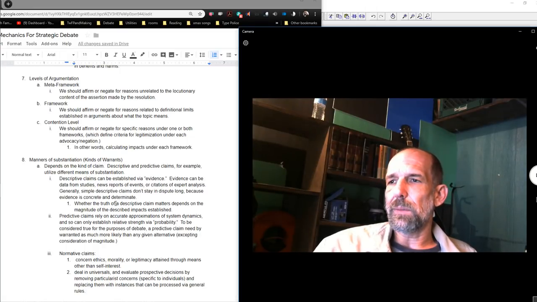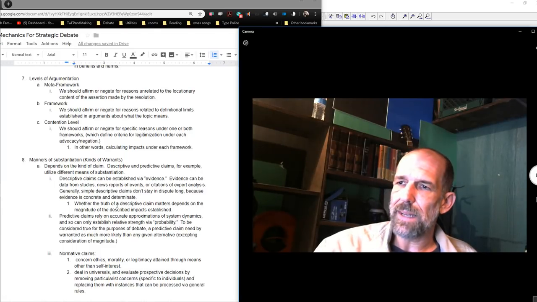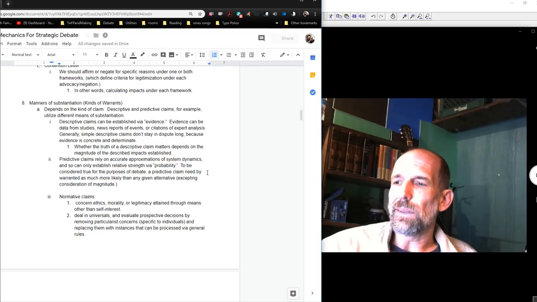Whether the truth of a descriptive claim matters depends on the magnitude of the described impact established. It might be descriptively true that this helps people in some way, but if it only helps them by giving them one penny, then it's not significant enough to win the round, probably. Predictive claims rely on accurate approximations of system dynamics, and so can only establish relative strength via probability. To be considered true for the purposes of debate, a predictive claim needs to be warranted as much more likely than a given alternative.